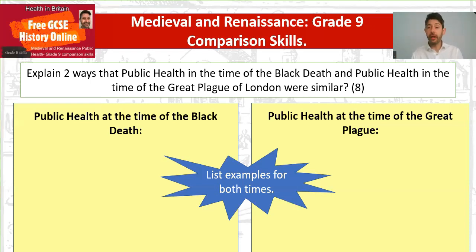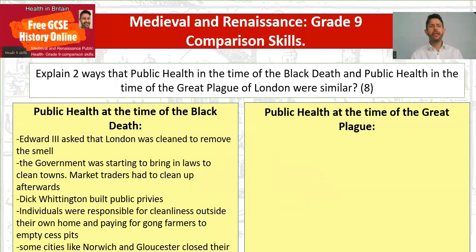All right, so hopefully you've had a bit of a think, you paused, had a go. So here are some of my ideas. Public health at the time of the Black Death. We talked about in the quiz, Edward III told people to remove the bad smells of London by tidying up. Government started to bring in laws to clean towns. Market traders had to clean up afterwards. One of the major things was saddlers or tanners who worked with leather, leaving urine all around the place, pouring into rivers. Or market traders with animal markets leaving animal guts and waste around. All of this was very bad.